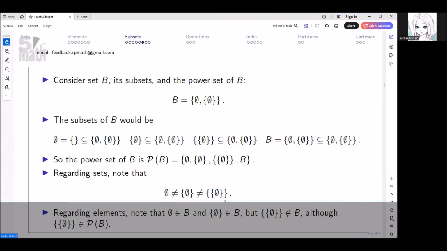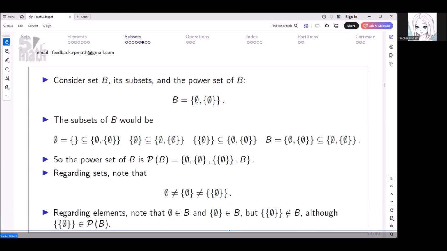Regarding sets, note that the empty set is not equal to the set containing the empty set, which is not equal to the set containing the set containing the empty set. Regarding elements, note that the empty set is an element of B and the set containing the empty set is an element of B, but the set containing the empty set is not an element of B, although the set containing the empty set is an element of the power set of B.